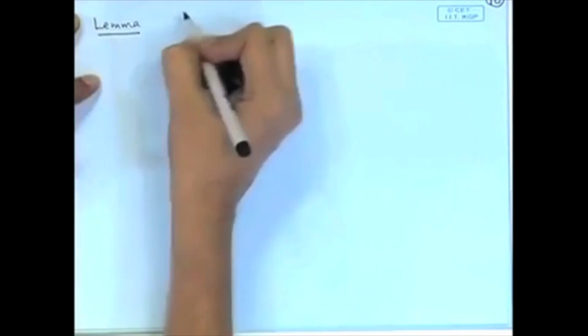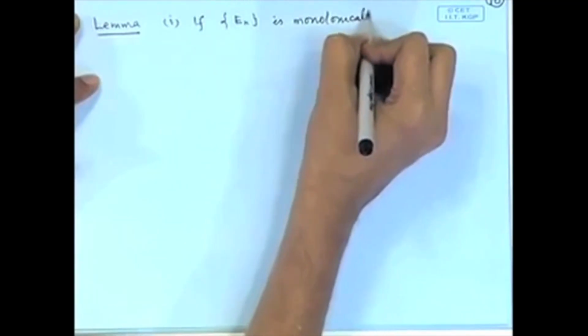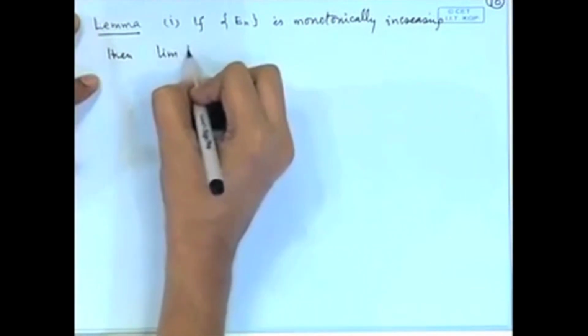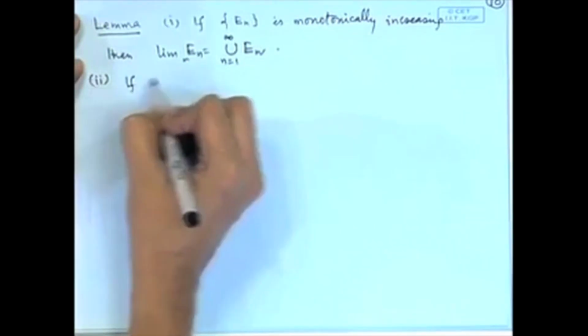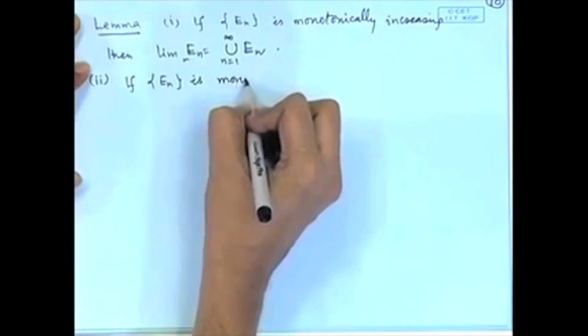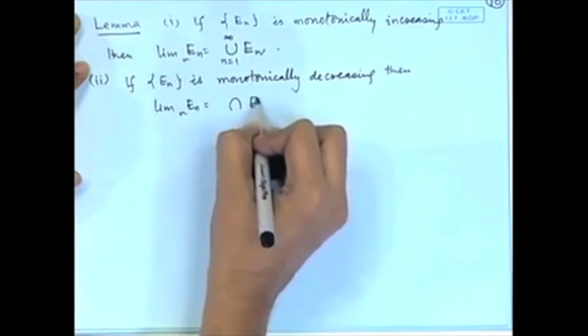One important result which is true for the monotonic sequences is that the limit always exists. I will state it in the form of a theorem here. If En is monotonically increasing, then limit of En is equal to the union of En, n is equal to 1 to infinity. In a similar way, if En is monotonically decreasing, then limit of En is the intersection of the sequence of sets En.